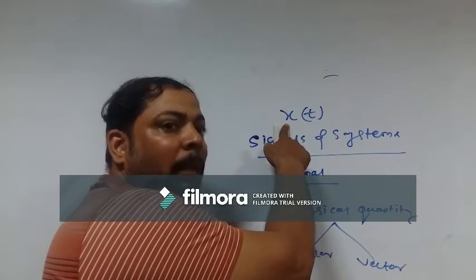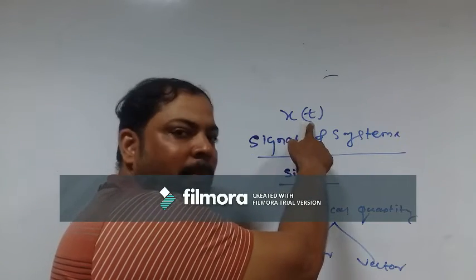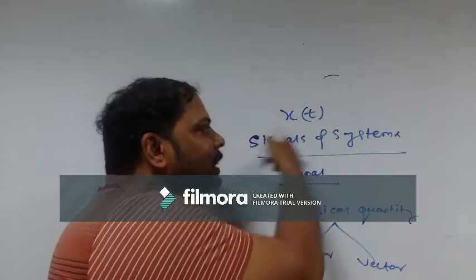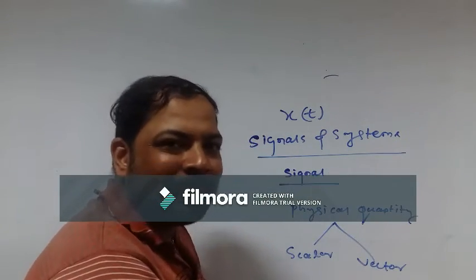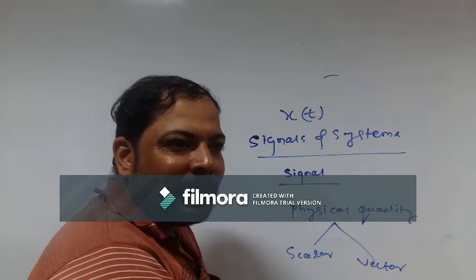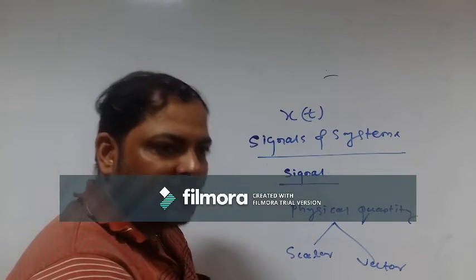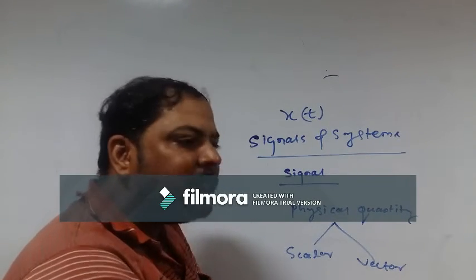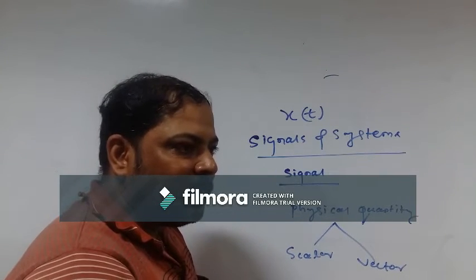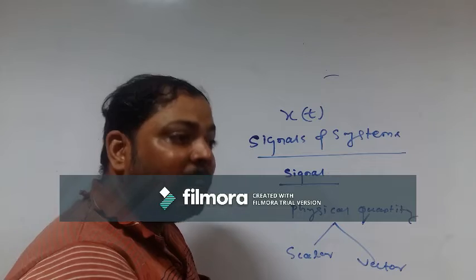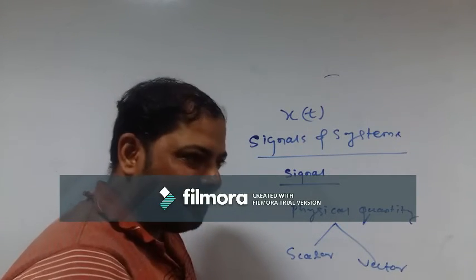So x may be force, may be velocity, may be electric field intensity, may be magnetic field intensity. If it is a function of time, then this total is basically known as a signal. This is the notation which is used for signal mathematically. Very simple. So again I am repeating, what is basically a signal? In layman language you can say a signal is nothing but anything which contains information. Then what is information? Anything which contains uncertainty, that is basically known as information.